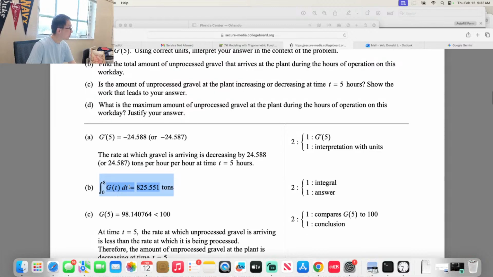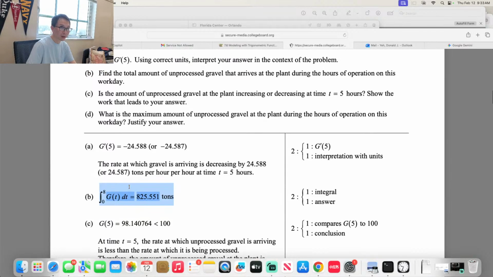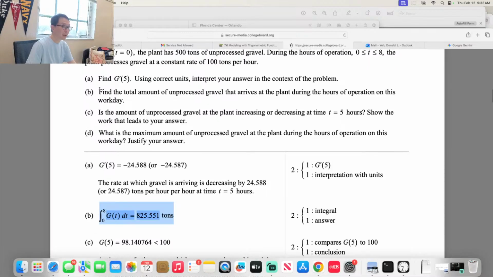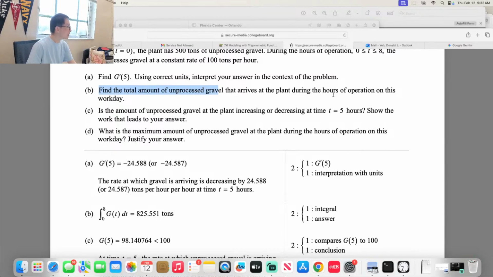Yes? But in the problem, it says the plant at t equals 0 starts at 500 tons of unprocessed. Yeah, but you have to read the question. Look, they say find the total amount of processed gravel that arrived at the plant. That doesn't mean they are asking for whatever is in the plant. So there's a different style of question you have to understand. Sometimes you include initial conditions, sometimes you don't. And this is the case where, because of how the question's worded, you don't include initial conditions.